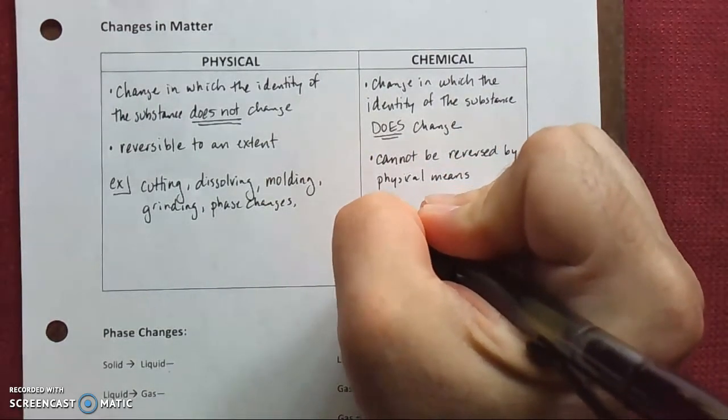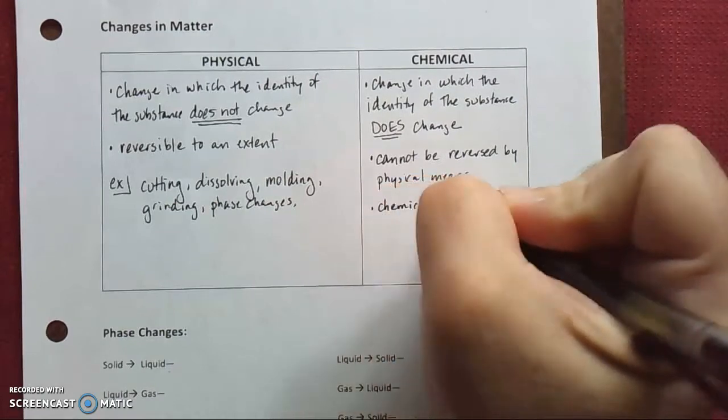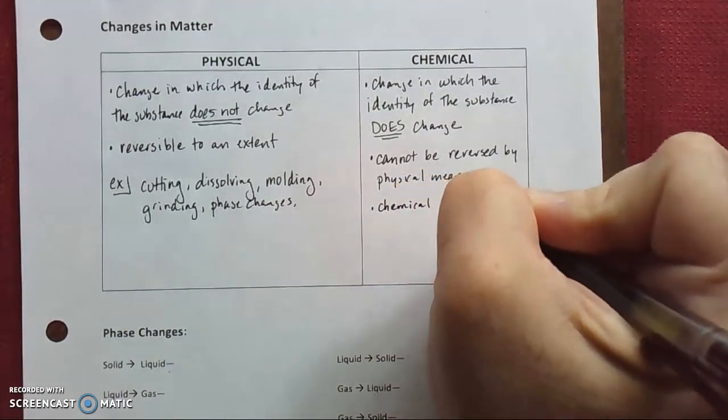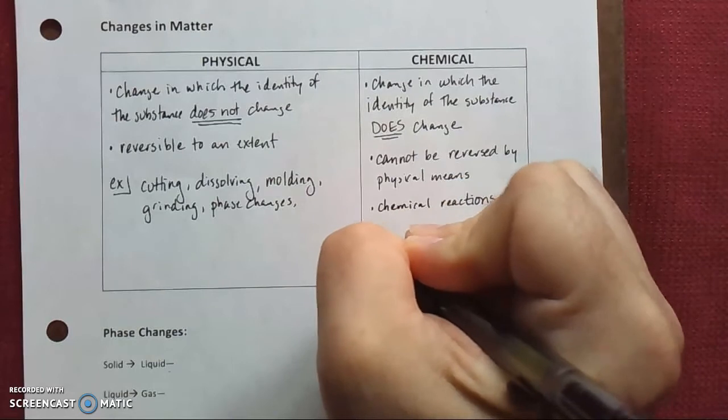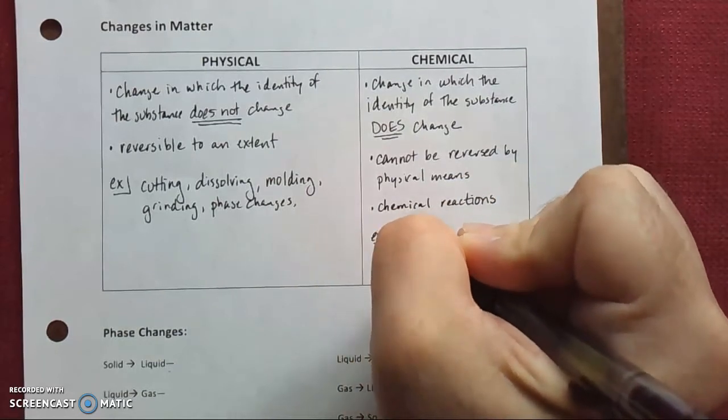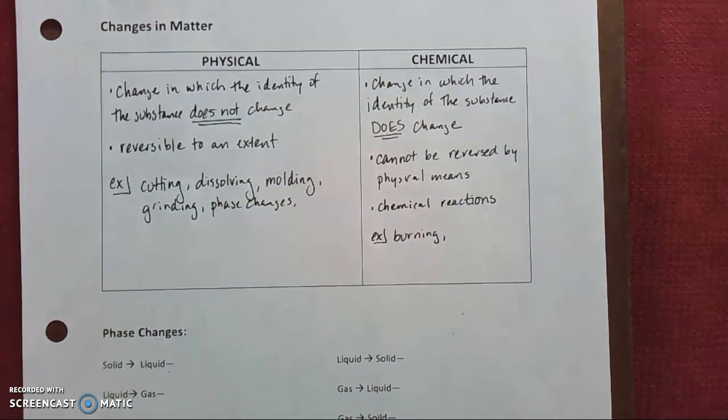We sometimes call these chemical reactions. Examples of this. We burn something. So if I took a piece of paper and I burned it, I cannot get the paper back. It has changed.